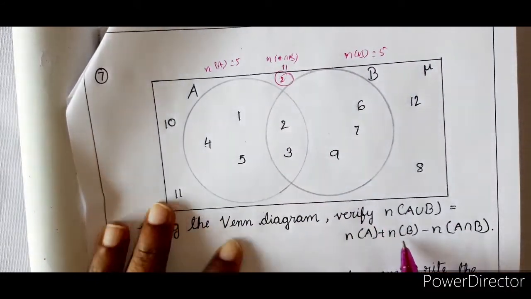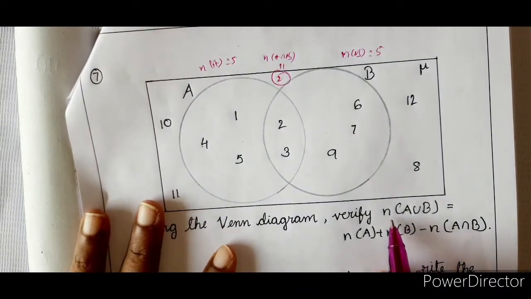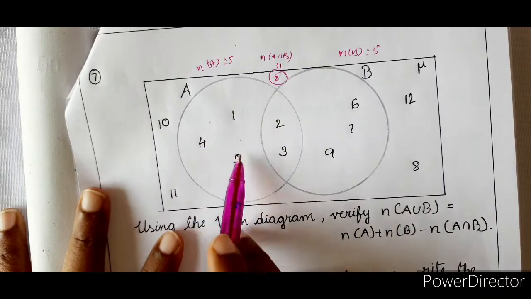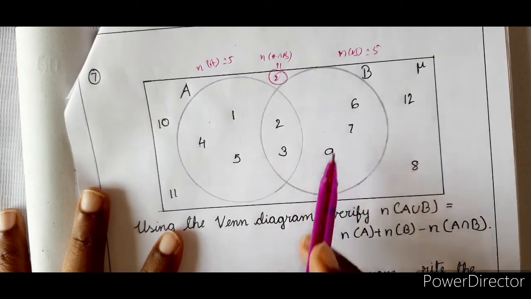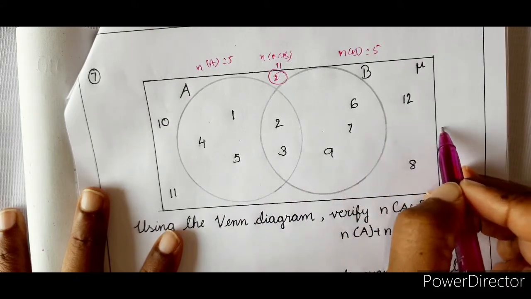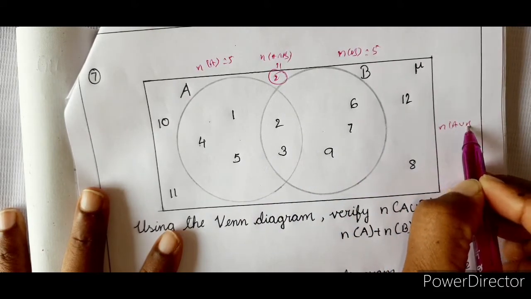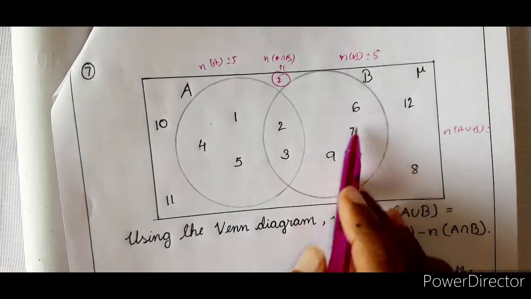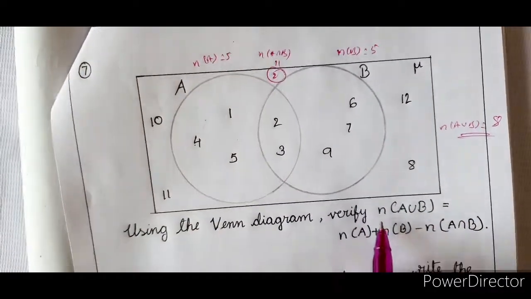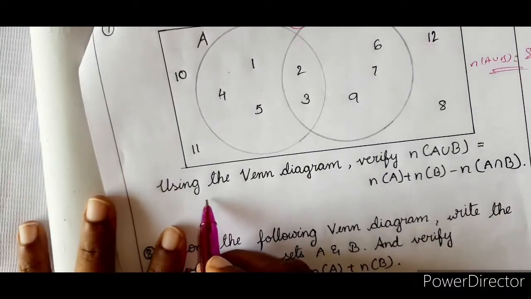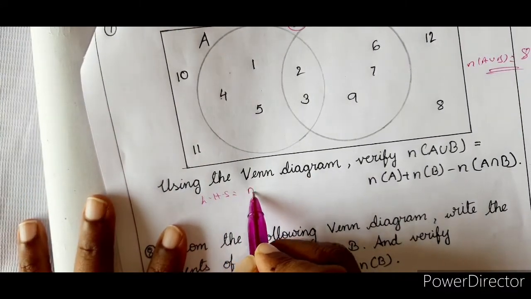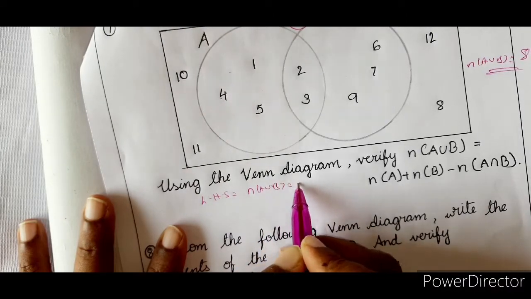Now the order of A union B means all the elements 1, 2, 3, 4, 5, 6, 7, 8. So the order of A union B is equal to 5 plus 3, 8. So now verify here. LHS is the order of A union B, which is equal to 8.